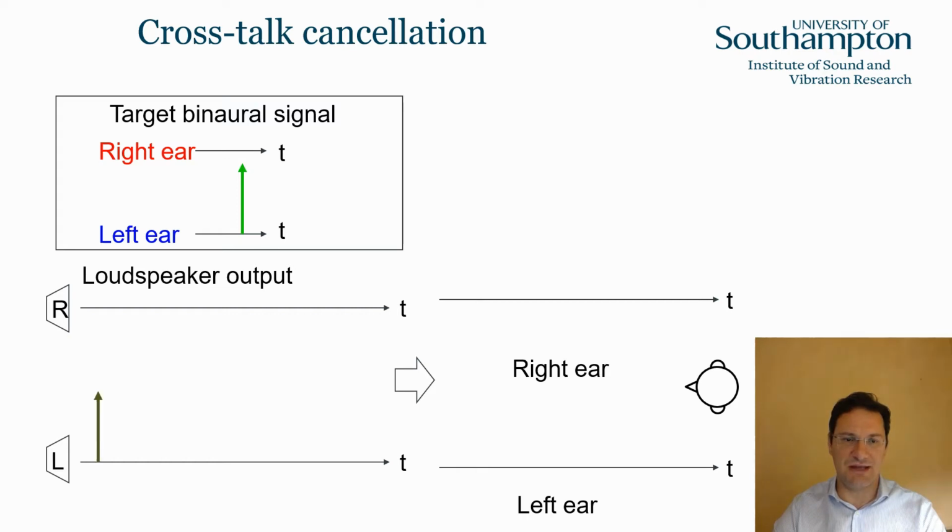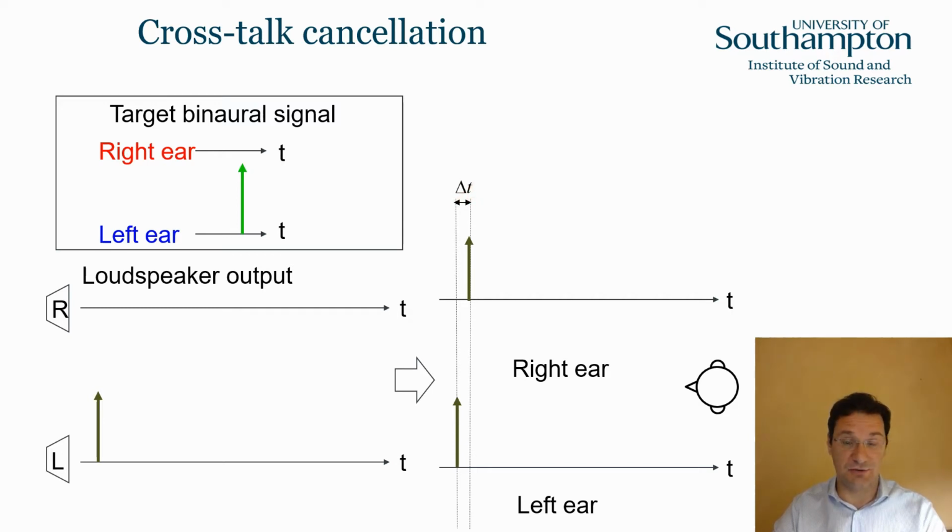So let's generate a single pulse with the left loudspeaker. This pulse, of course, is going to reach the left ear. There we go. However, because of crosstalk, the left loudspeaker pulse is also going to be perceived at the right ear. What is interesting is that the two pulses at the left and right ear are not going to occur at the same time, but because of the interaural time difference, there's going to be a time difference, delta t, between the two pulses.